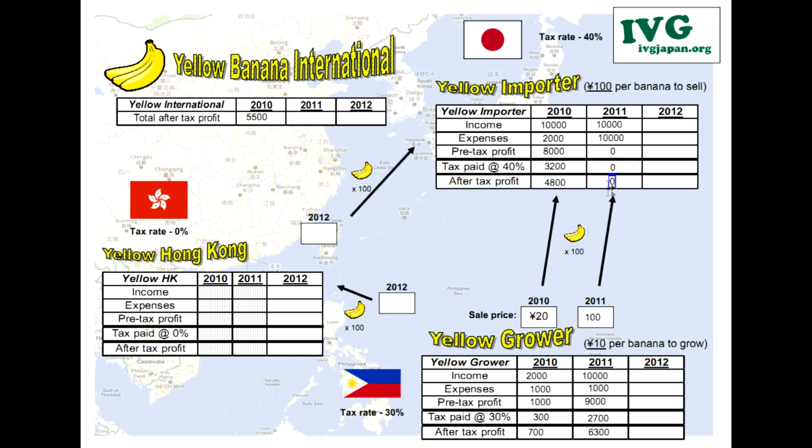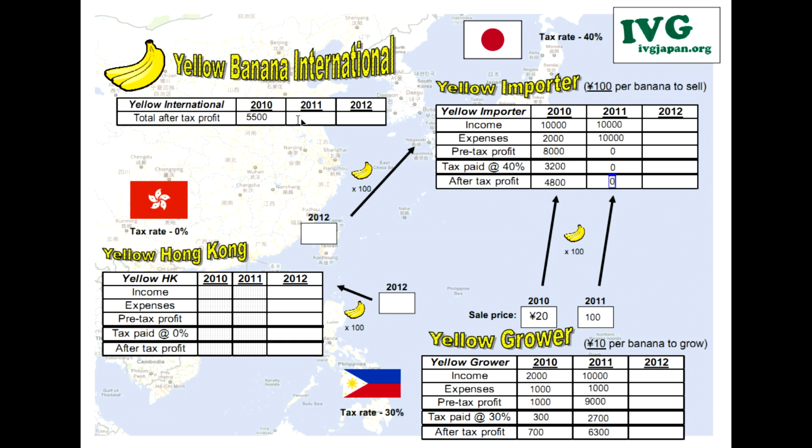So in this situation, the Japanese government is not going to be very happy with this, obviously. Their income's gone way down, and the Philippine government will be pleasantly surprised, no doubt. And in fact, in transfer pricing disputes, it's always the country that loses out that complains. So this is an example of that.